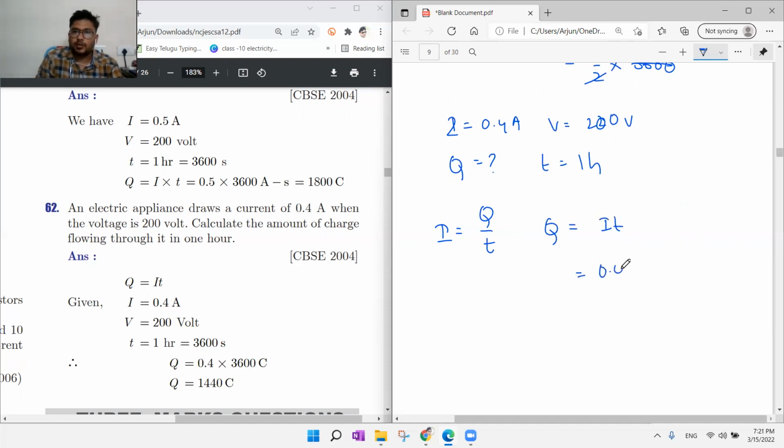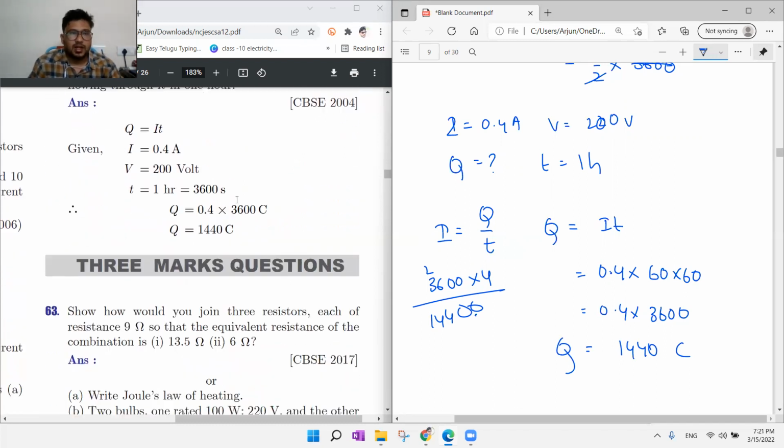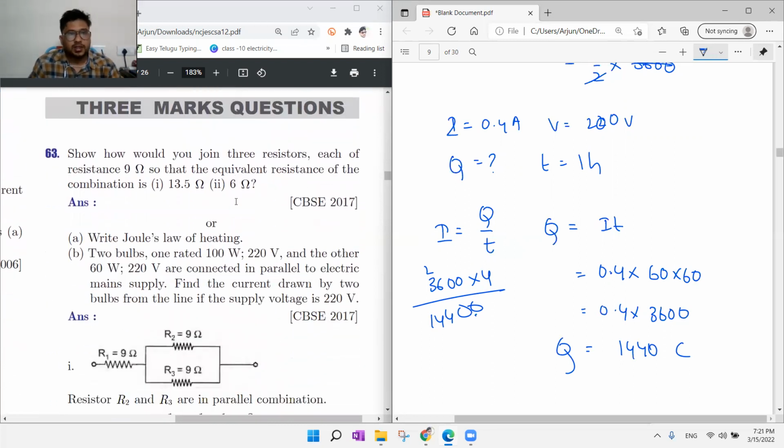I value is 0.4 multiplied with T value is 1 hour, 60 minutes into 60 seconds. That is equal to 0.4 multiplied with 3600. So what we can do, 3600 multiplied with 4 is 14400. But here we have a point, so here we need to place one point. So answer will be Q is equal to 1440 coulomb. So these are the 2-mark questions, and in next lecture we are going to see 3-mark questions.